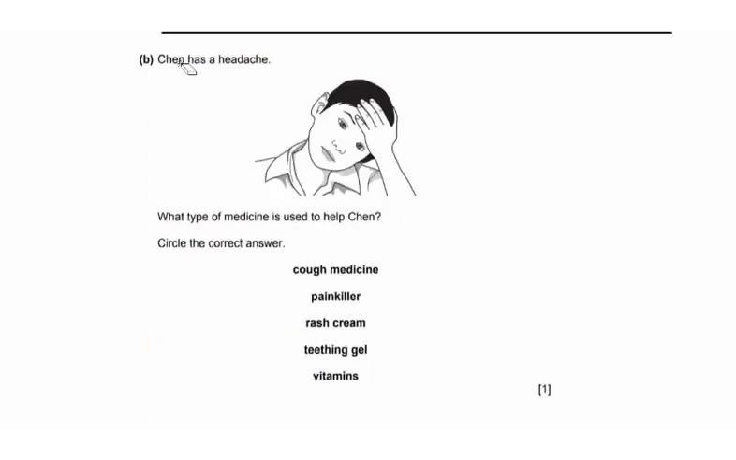Question 5b. Chan has a headache. What type of medicine is used to help Chan? Circle the correct answer. Is it cough medicine, painkiller, rash cream, teething gel, or vitamins? 10 seconds from now.